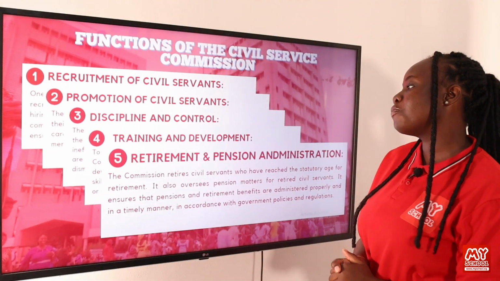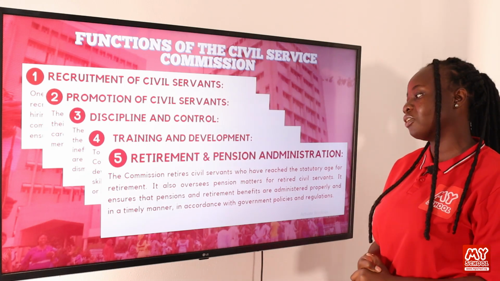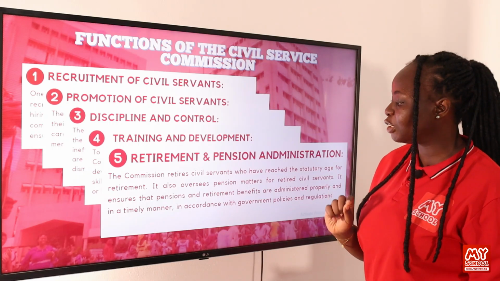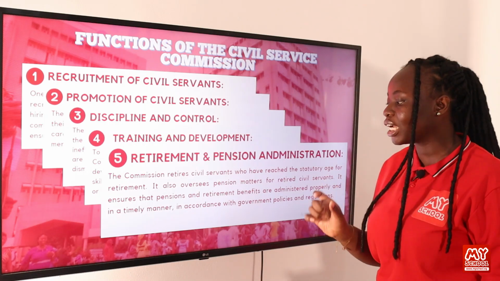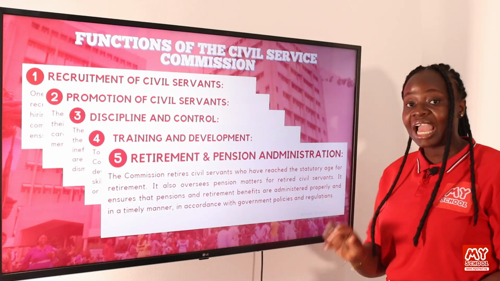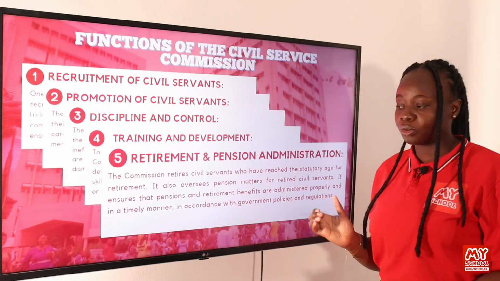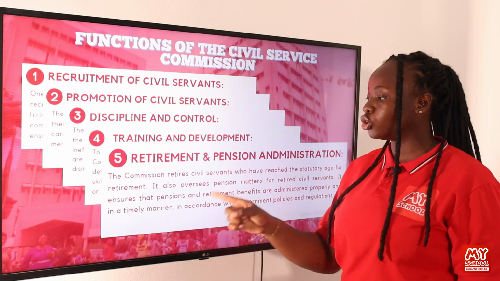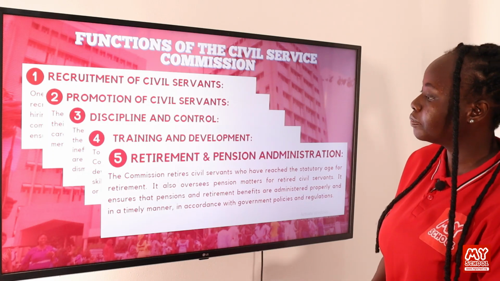Now let's move on to another function. They are also responsible for retirement and pension administration. The Commission retires civil servants who have reached the statutory age for retirement. It also oversees pension matters for retired civil servants. It ensures that pensions and retirement benefits are administered properly and in a timely manner in accordance with government policies and regulation. So they help to ensure that those people that have retired out of the civil service continue to receive their pension after retirement.